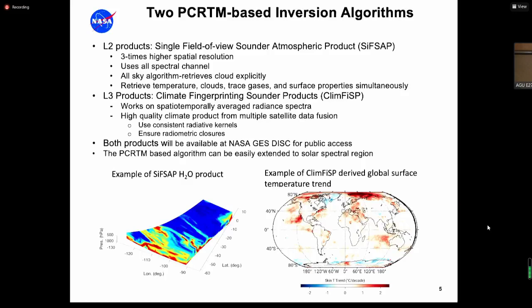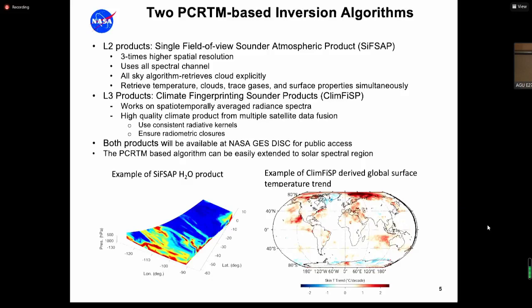So anyway, the bottom 2 figures show the products from the SIPS and the ClimFiSt. On the right hand side, you see the surface skin temperature using like 20 years of AIRS data. So we can easily derive that from the ClimFiSt data.